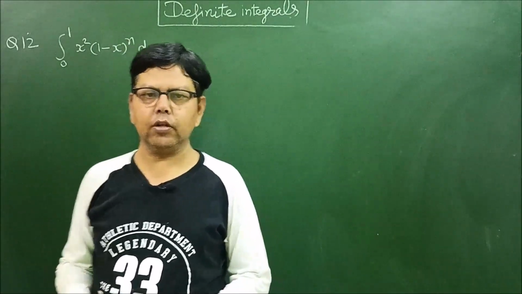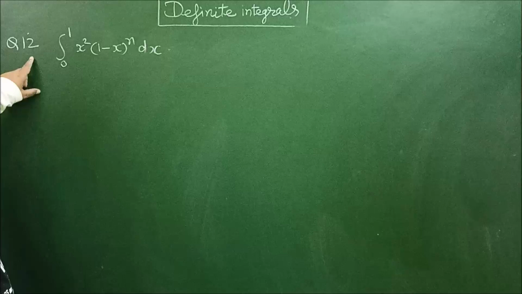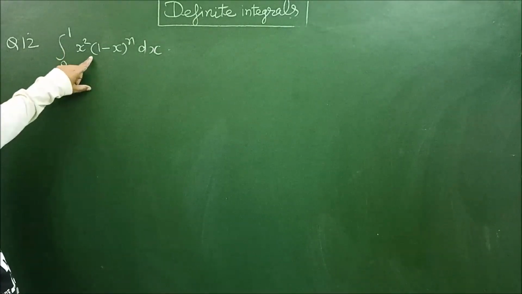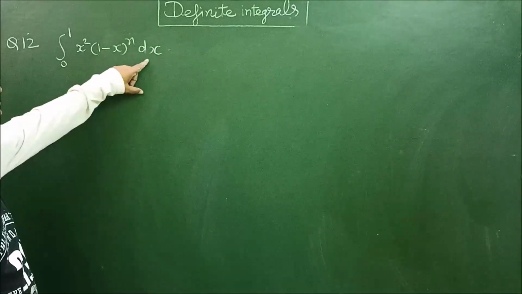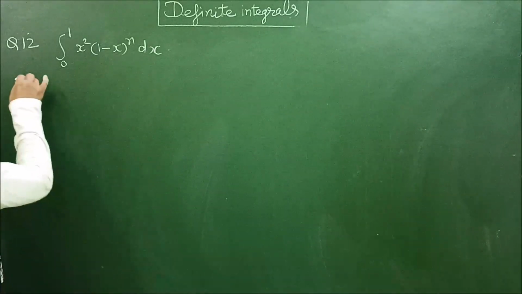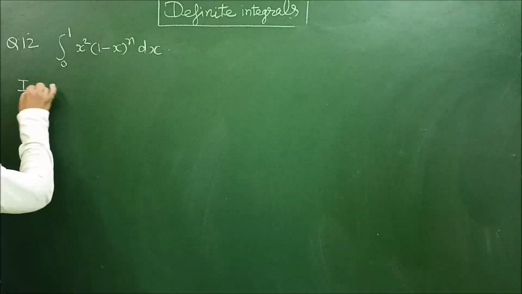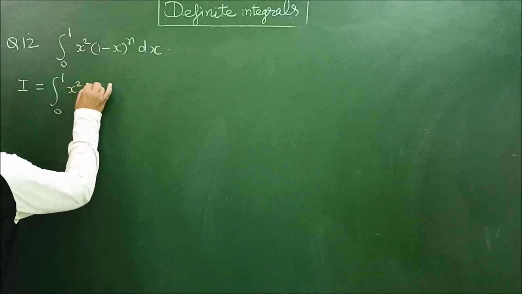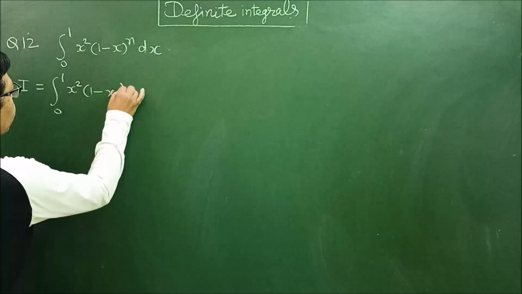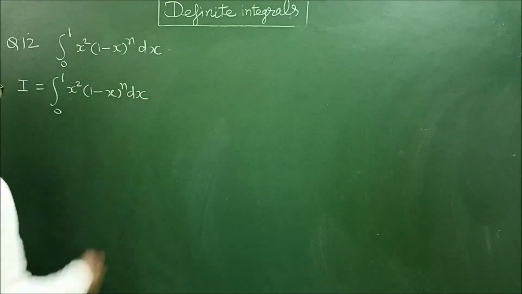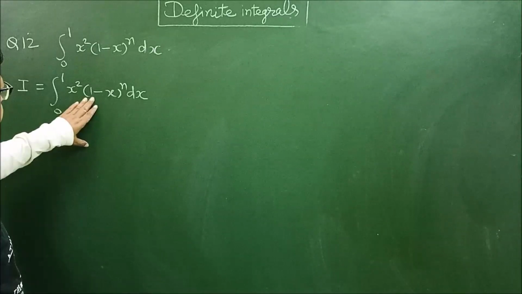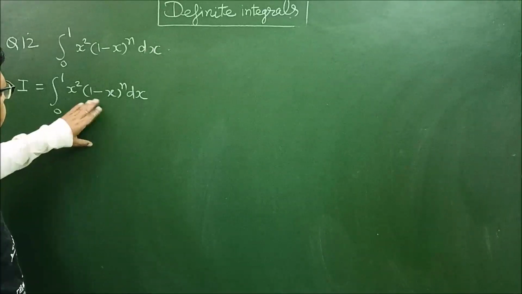Next question, question number 12. Evaluate the definite integral from 0 to 1 of x squared times 1 minus x raised to the power n dx. So let this definite integral be equal to I, 0 to 1 x squared 1 minus x raised to the power n dx. Now this original integral is in a very complicated form.